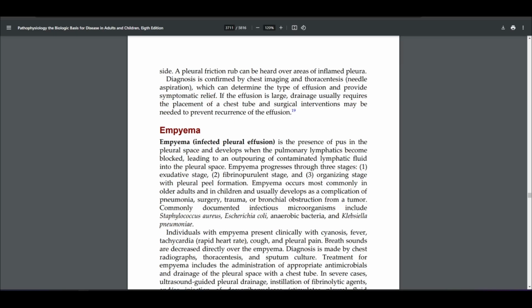Your diagnosis is confirmed by chest imaging and a thoracentesis, which can determine the type of effusion and provide symptomatic relief. If the effusion is large, drainage usually requires placement of a chest tube, and surgical intervention may be needed to prevent recurrence of the effusion.